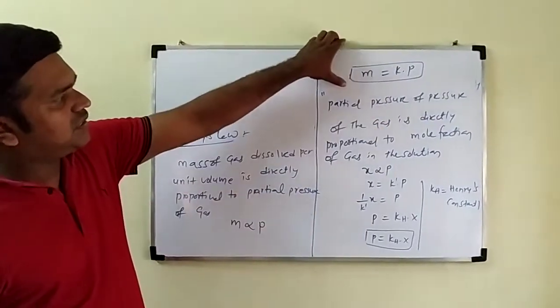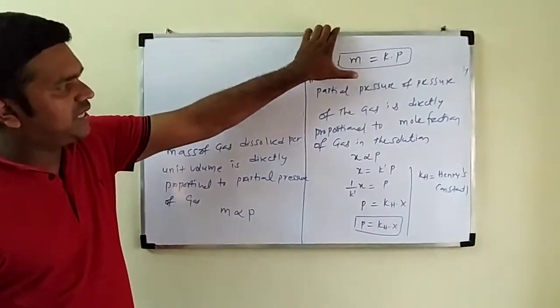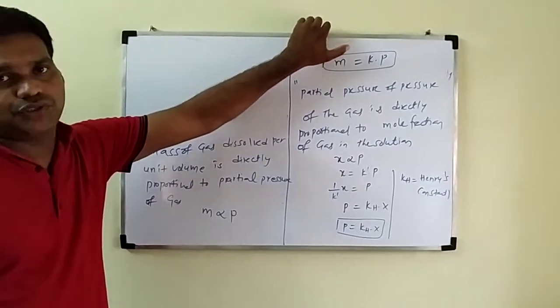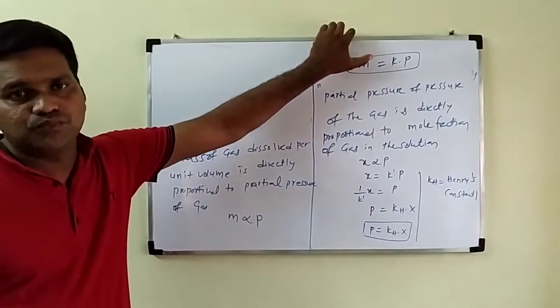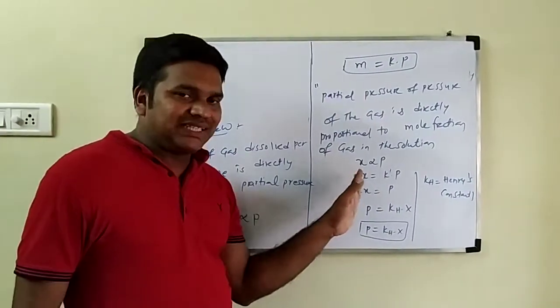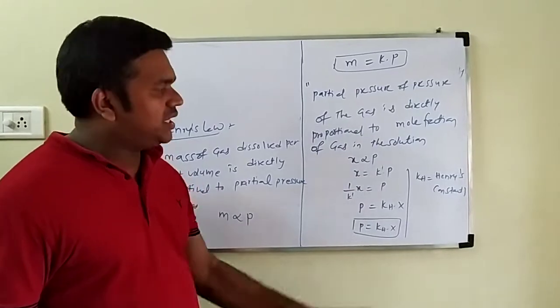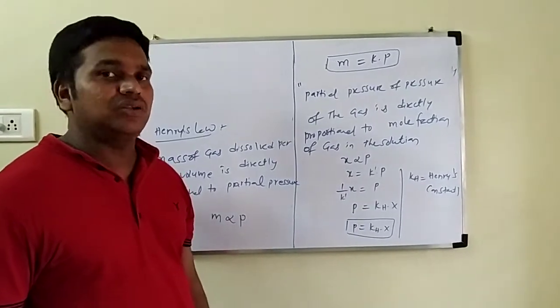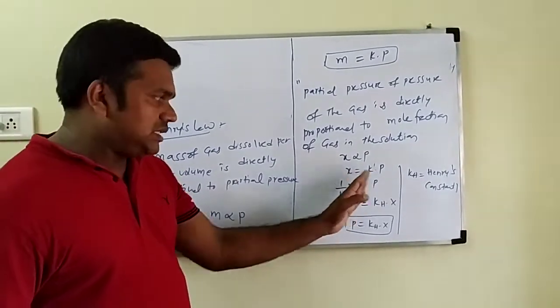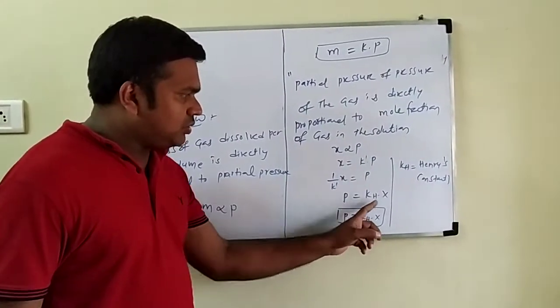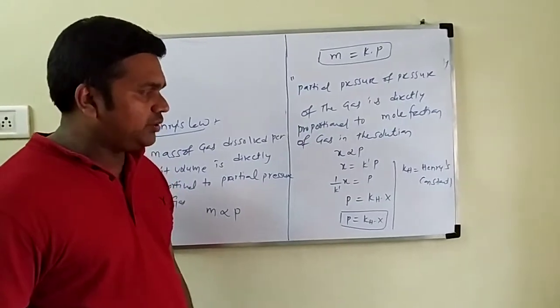What is the statement here? The partial pressure of the gas is directly proportional to the mole fraction of the gas in the solution. So mole fraction X is directly proportional to P. X is equal to some K dash into P. Here K dash is also a constant only. So I will change the position here: 1 by K dash into X is equal to P. P is equal to some KH into X.